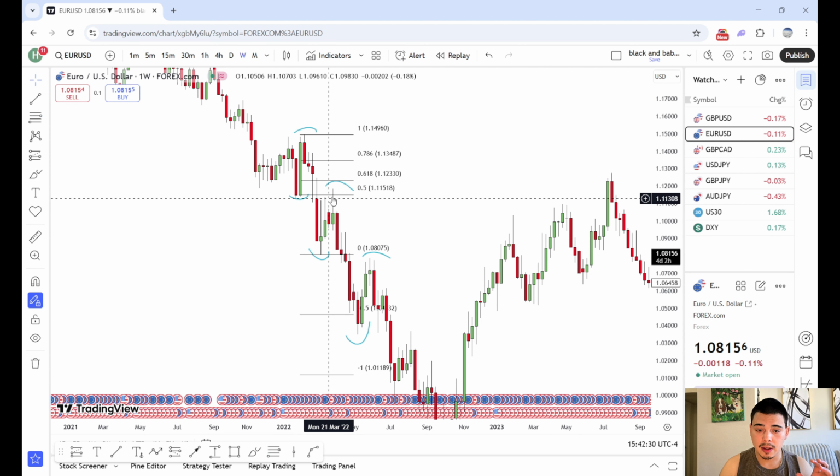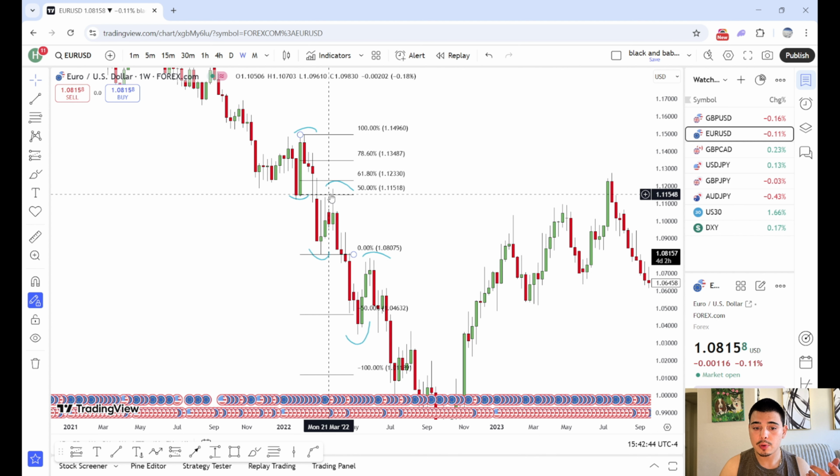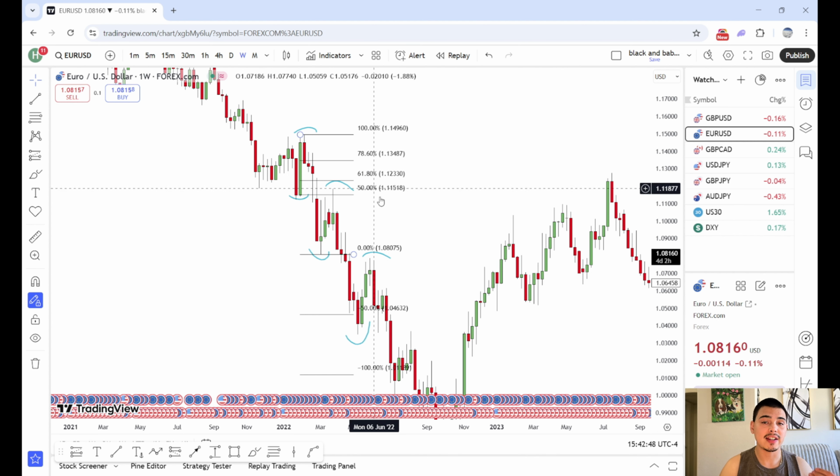And price above 50%, the 0.5 fib level, and you could change it to percentages and things like that. I have it as levels with values, but you could change it to percents. So this 50% level right here, anything above it, that is premium price, which is ideal for selling.